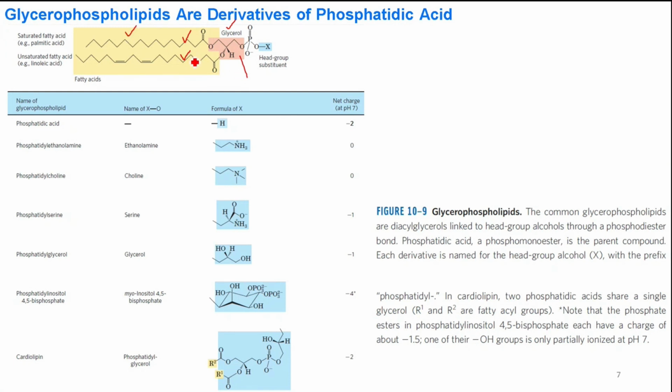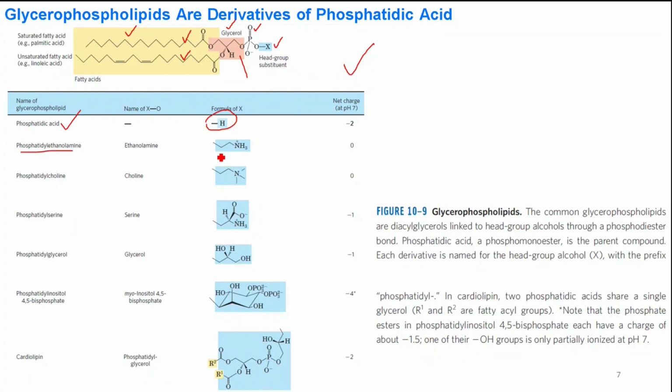And this is diacylglycerol, and it has the phosphate group attached to the third of its hydroxyl groups, and there is a possibility of attaching one X group to the phosphate group. If this X group is hydrogen, this phospholipid will be called phosphatidic acid. These are all classes of phospholipids.